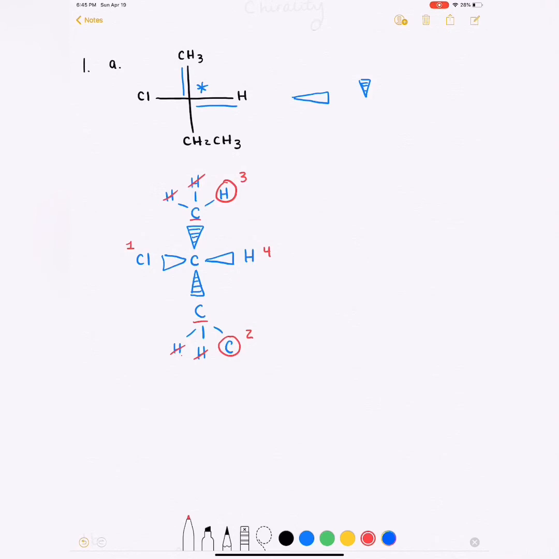Now going from 1 to 2 to 3, it appears that we're going in a counterclockwise direction, giving this an S configuration. But this would be incorrect. Because remember, on Fischer projections, horizontal lines are indicative of wedge bonds coming out towards you. That puts our lowest priority group closest to us. And we know when assigning chirality, our lowest priority group has to be farthest away from us. So we have to reverse our chiral center, and this is truly an R configuration.